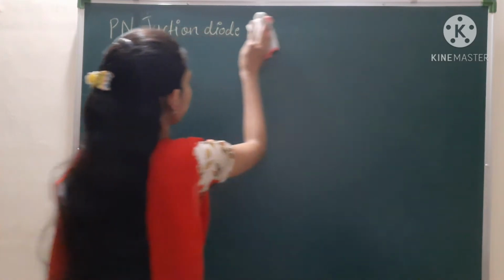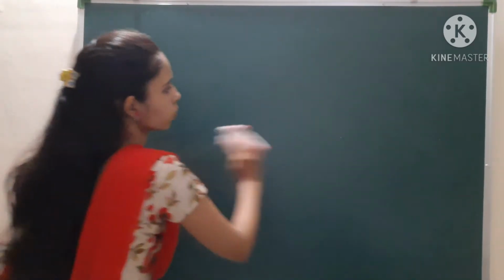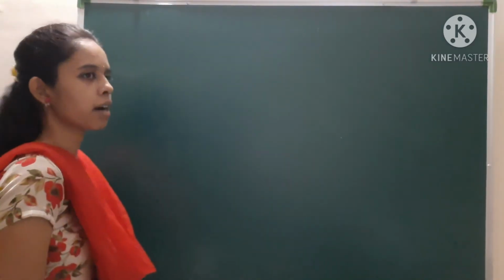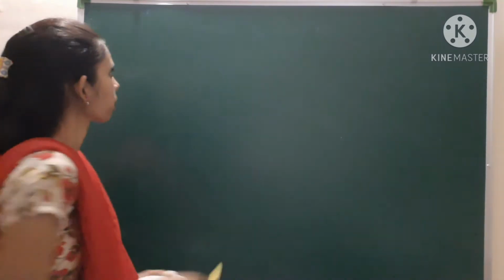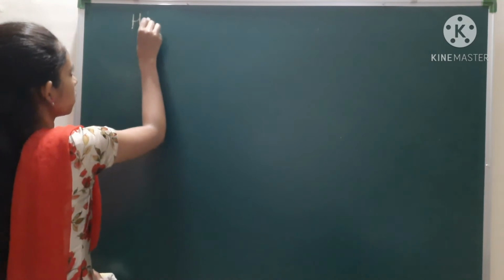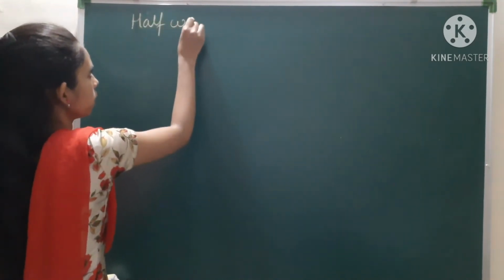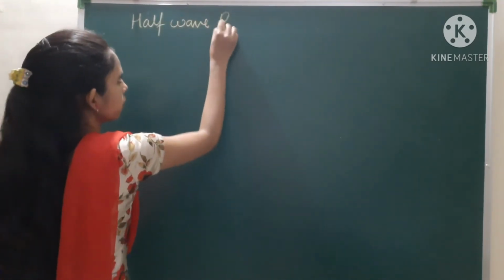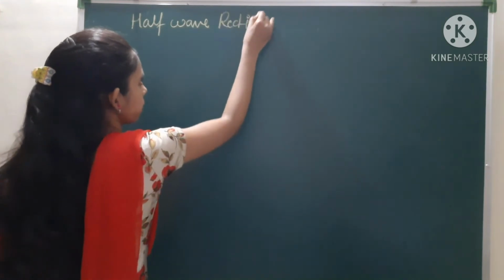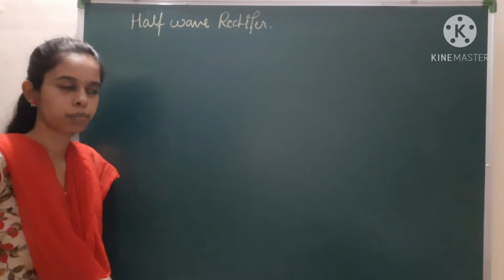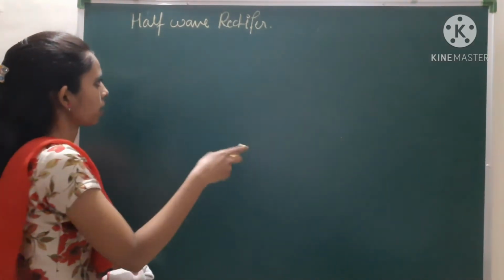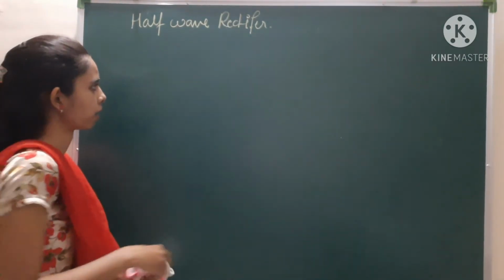Now half wave rectifier means what? That is, at the output we will get only half wave. So let us see, half wave rectifier. Now half wave rectifier means what? Let us draw the diagram for the half wave rectifier.